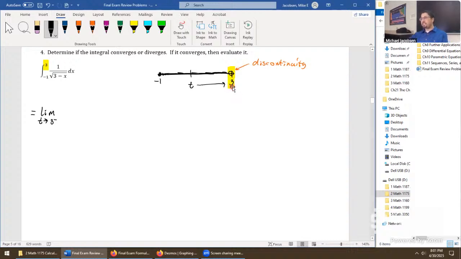And it makes sense, right? We can't put anything larger than 3 inside of here because we would have a complex number at that point. We have never attempted to integrate complex valued functions whatsoever. So it really has to approach specifically in that direction. So now we're integrating from -1 to t, this whole thing right here.